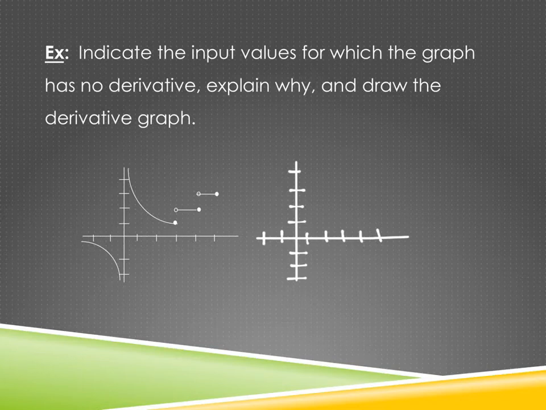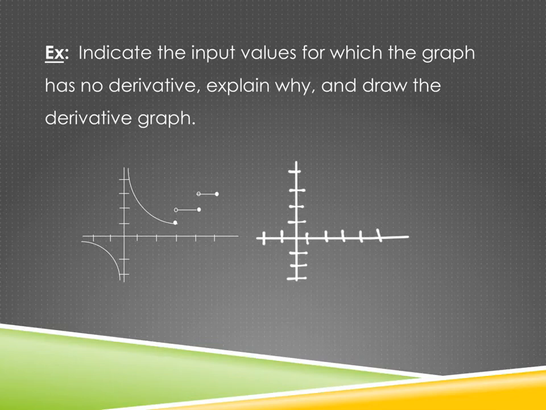Okay, the directions tell us a little bit different, or give us a little bit different information than the last set. It says indicate the input values for which the graph has no derivative. So we will do that and explain why. And then we're going to have to draw the derivative graph. So let's go ahead and indicate the values for which it has no derivative, and then I will work with you to explain why, but I won't write it on my screen because this is the only slide I've got at this point. I should have had an extra blank slide and I forgot.